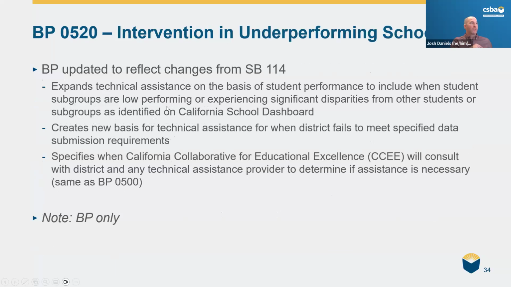All right, so 0520 Intervention in Underperforming Schools, again, only a BP. I mentioned before that technical assistance ability is expanded as it relates to submitting information. It tweaks a little bit what can be provided under the traditional TA when you have low performing groups where there are disparities, and then mentions the CCEE, which I actually used to work for, in terms of what they will do in consulting and then stepping in to provide support.